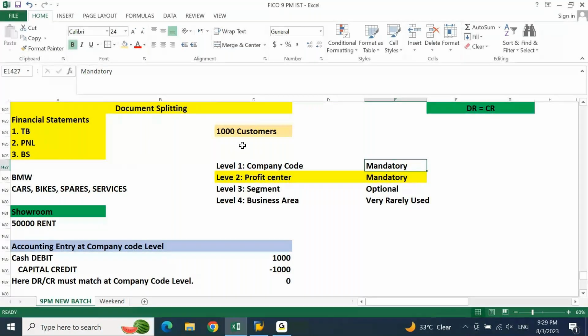Is it possible to do document splitting at the subledger level, right? Correct. Yes, go ahead.